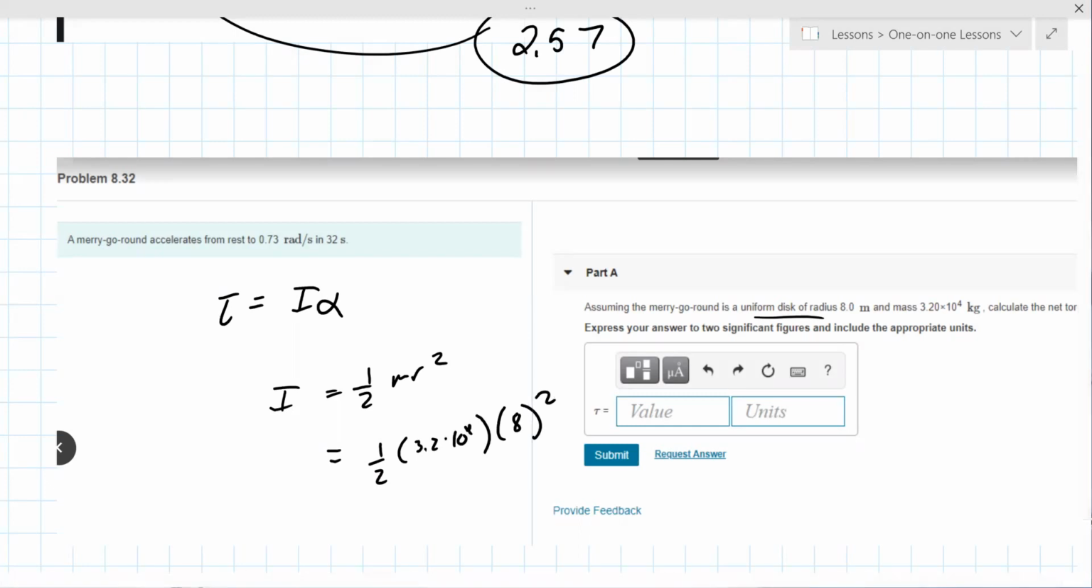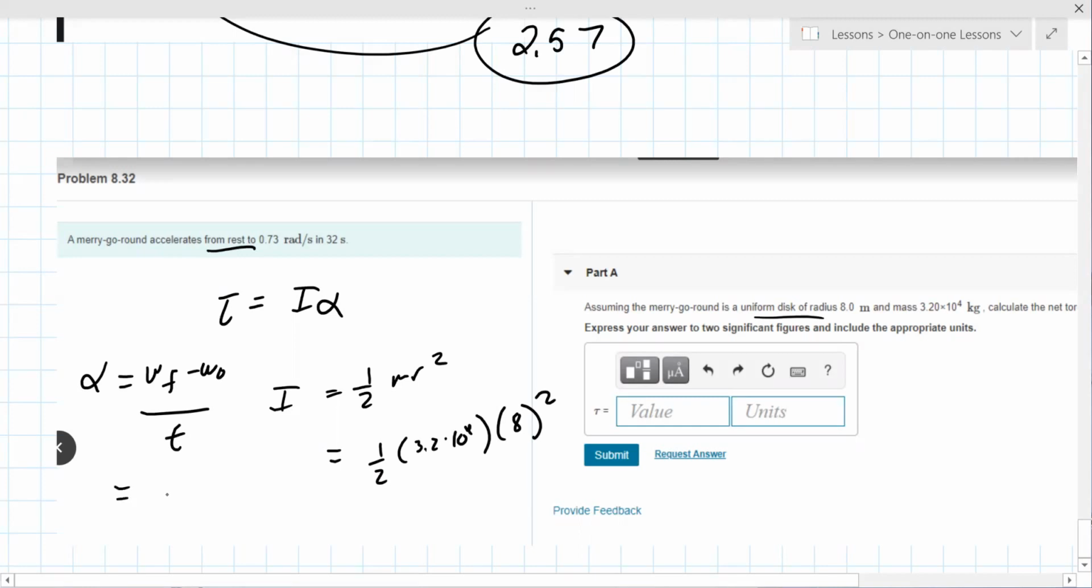Alpha, though, you don't have, but you can calculate. Alpha is the change in angular velocity, omega final minus omega initial, over time. Since it started from rest, the omega initial is 0. So the omega final is 0.73 over 32. There are your two values. You have to take that value and multiply it by this one on the right. You end up getting a number. It's kind of large, but it says 2 significant figures, so it might have to be in SI units, and it's a Newton times meter.